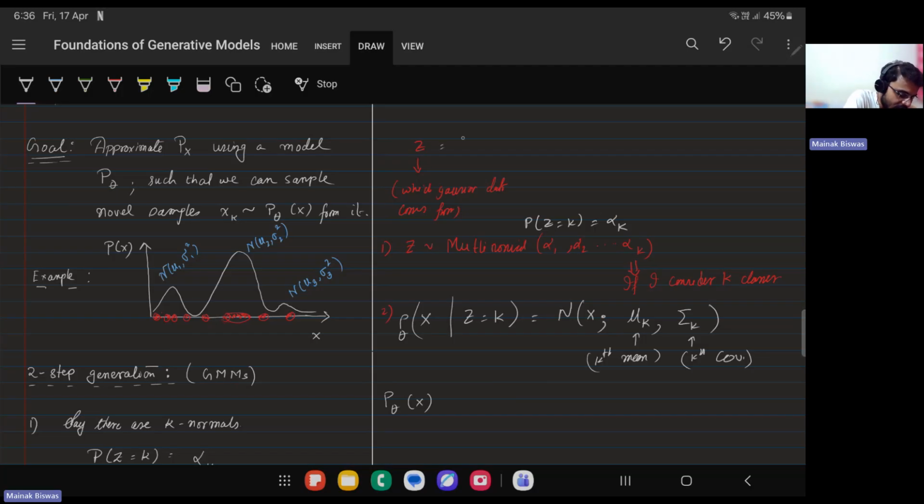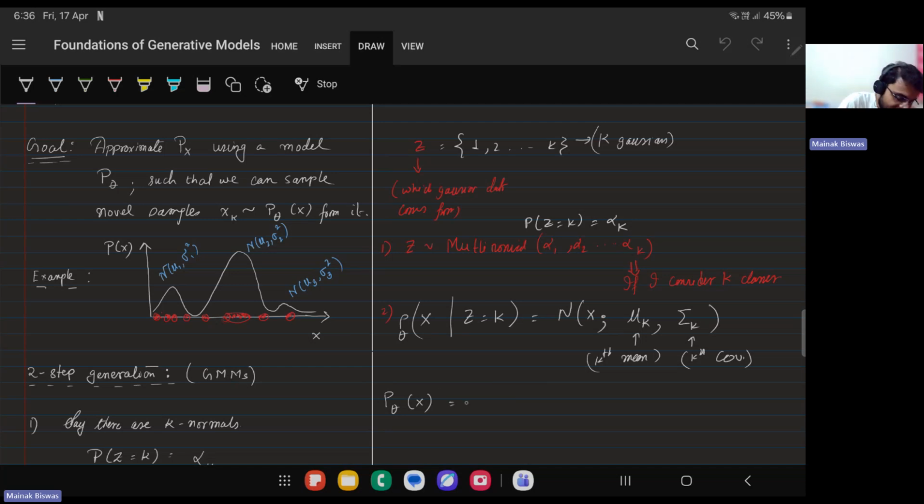So this z can take values between 1, 2, dot, dot, dot, k. There are k categories, k Gaussians, which will help us decide which Gaussian to sample from.